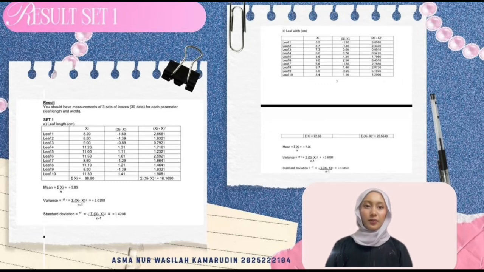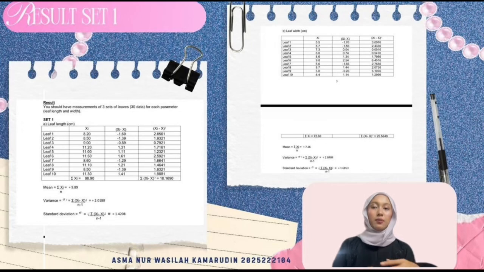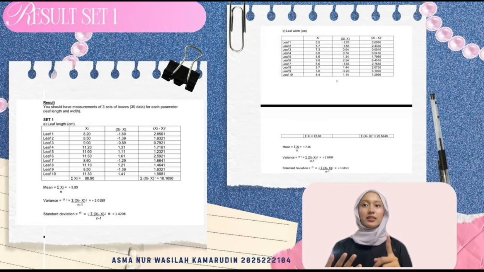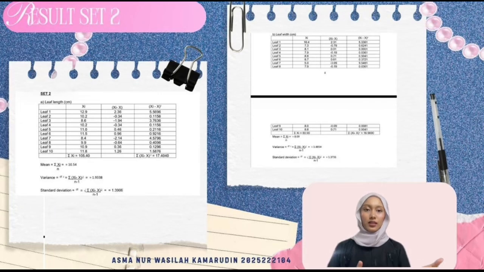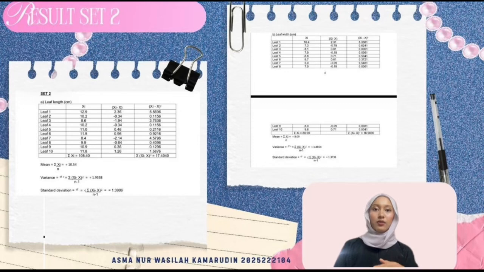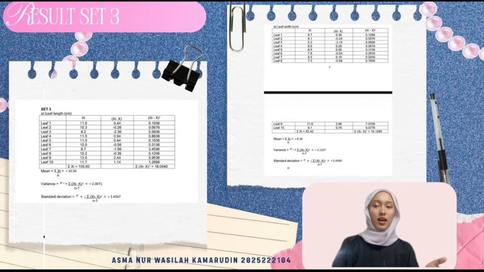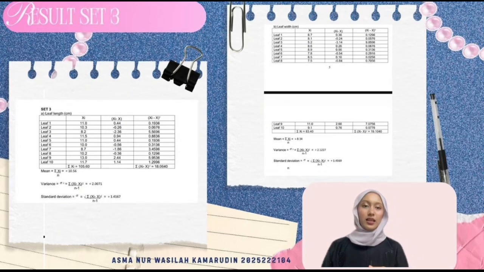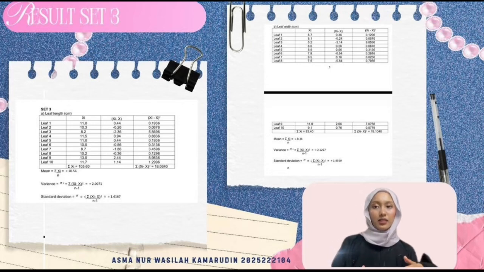So this is the result for the practical, set 1, set 2, and set 3. There are 3 sets of data consisting of the length and the width of 10 leaves each. Based on the data, the mean, variance, and standard deviation are calculated. The graph shows a linear trend between leaf length and leaf width. There is a positive relationship between leaf length and leaf width. This indicates that an increase in leaf length is accompanied by an increase in leaf width.